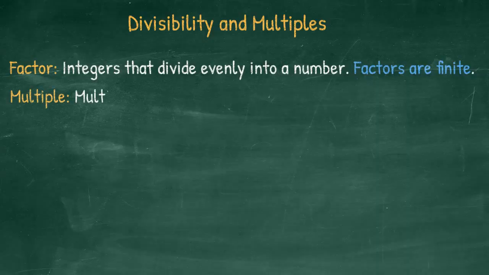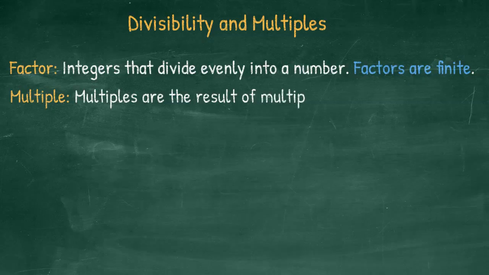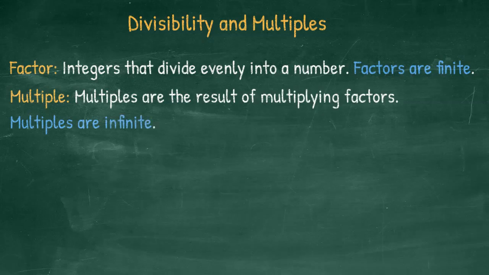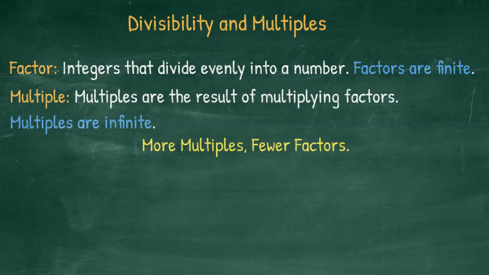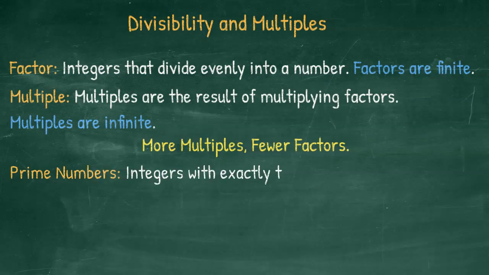There are fewer factors. For multiples, multiples are numbers that result from multiplying, so you can always get more multiples. You multiply factors, you get more. So multiples are infinite. You can always multiply higher and higher. Remember this: more multiples, fewer factors. That'll help you to remember which one's the multiple and which one's the factor if you get confused.